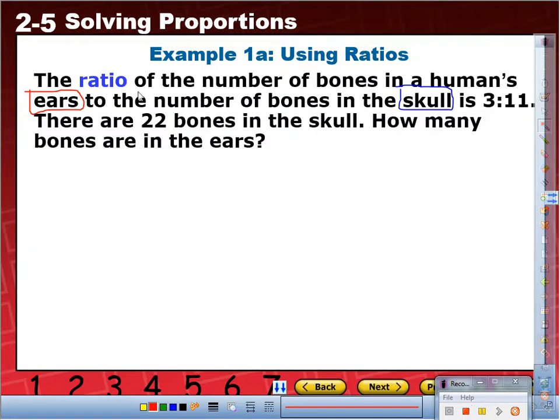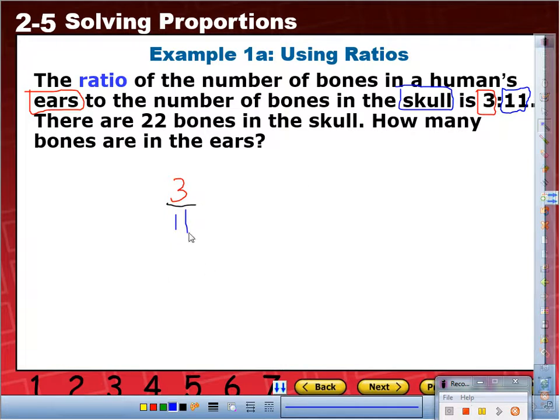What is the first type of bone they mentioned? The ears. And look at the ratio they give us. 3 to 11. The first number that appears is which one? 3, and that belongs to the first thing that they talked about. So therefore this belongs to the ears. That's why I boxed it in red. So what does the 11 belong to? The bones in the skull. There it is. Okay. So if I was to write a ratio with this, check this out. This becomes 3 over 11. Is that the same? Yes, right?